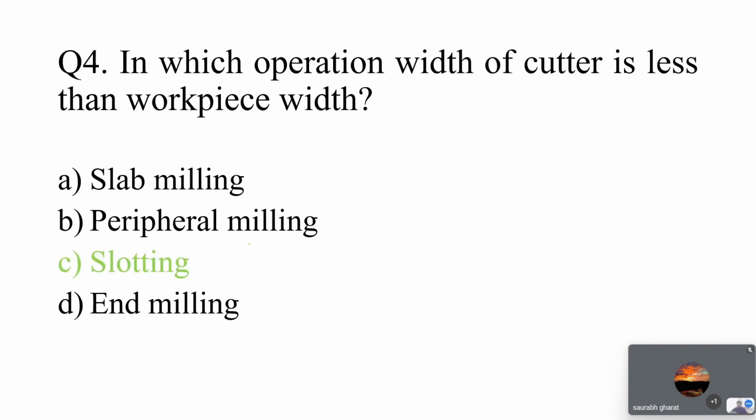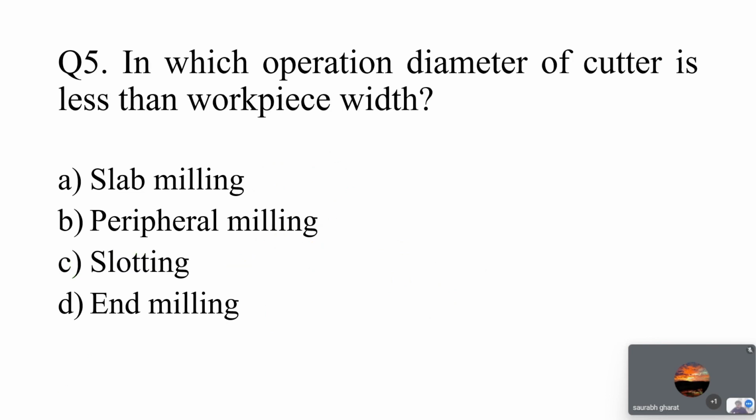So slotting will be the correct answer. Next: in which operation is the diameter of the cutter less than the workpiece width? Here we are asking about diameter, where the previous question was about width. Right now it is the diameter of the cutter, so it must be an end mill, because a cutter diameter less than the workpiece width means an end mill.